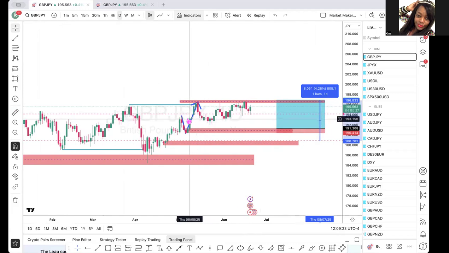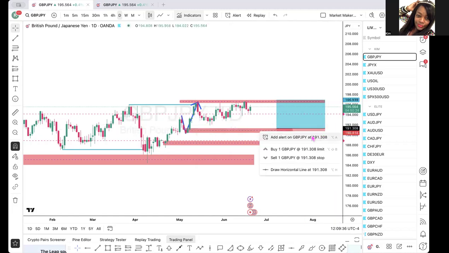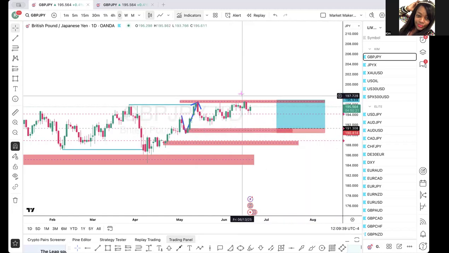So my trade went from 500 pips to 700 pips, 800 pips. But as of right now, this is the structure that I'm looking at. I have to keep in alignment with the current structure. So I'm looking for price to pull back here. I'll set an alert right there.